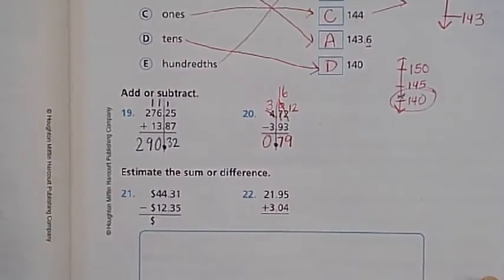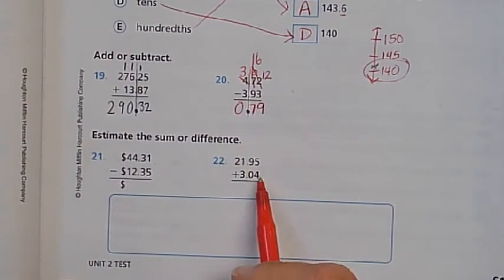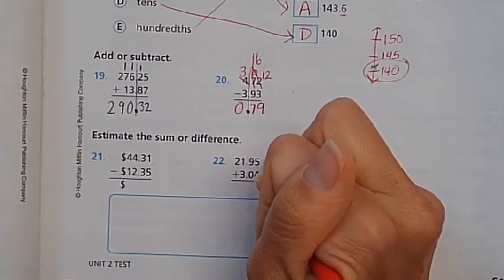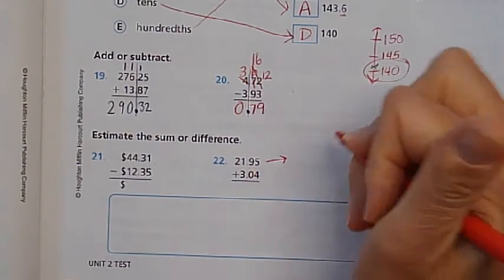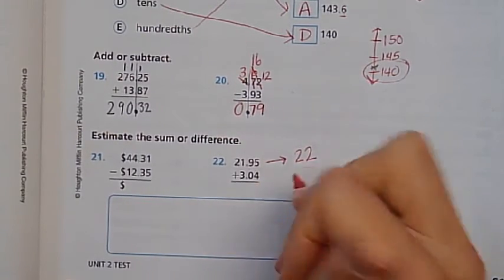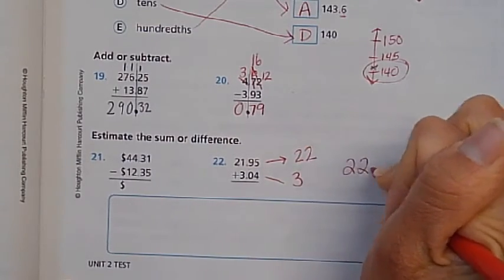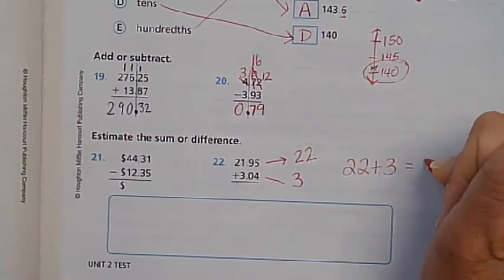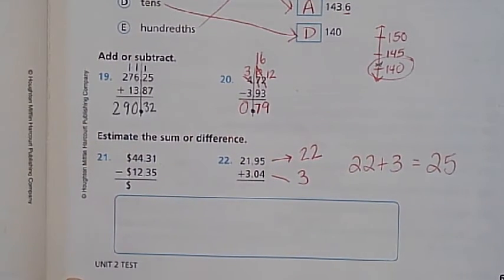The last one is estimating the sum or difference, which means we need to round. I'm going to do this one first because I have extra room over here. 21 and 95 hundredths is almost 22, right? I'm only missing 5 hundredths, so I'm going to round that to 22. I only have 4 hundredths here, which means this should be closer to 3. If I add those together, I get 22 plus 3, which equals 25. So that one rounded, I would say, is about 25. I don't have to find the exact answer, so that one is going to be 25.